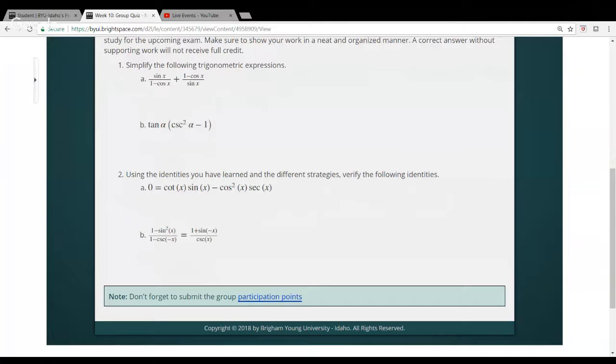Okay, so 1A. We have sine x over 1 minus cosine x. I feel like this one's not too bad, though. If I'm thinking correctly, if it equals 1, I'll be very surprised. Yeah, I was going to say, this one should just be 1. They just cancel each other out. Wow, that was easy. I didn't have to do the work.